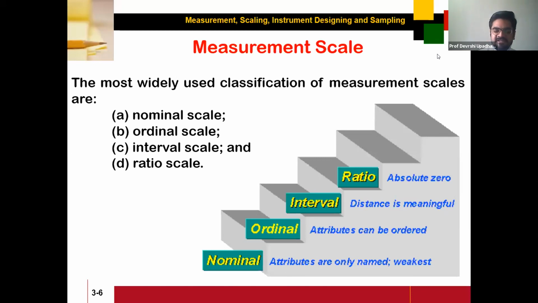I have just given a very brief snapshot before starting this topic. In a nominal scale, the attributes are only named, and it is the weakest. In the ordinal scale, the attributes can be ordered, as the name suggests. Next is the interval scale, where the distance is meaningful; we will take that in the next topic. And the ratio scale has an absolute zero.